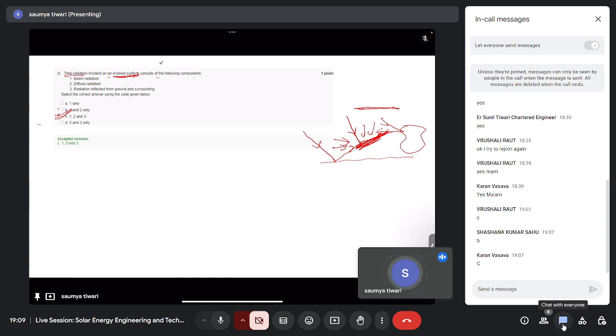If it would have been a horizontal surface, then it would have been beam plus diffuse, so option B would be correct. I hope this is clear.